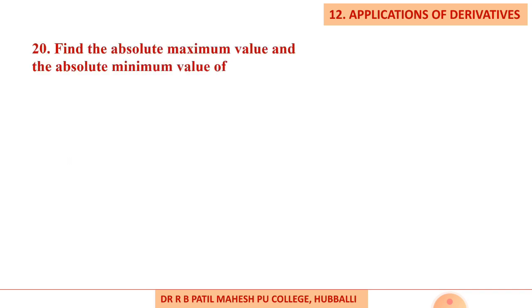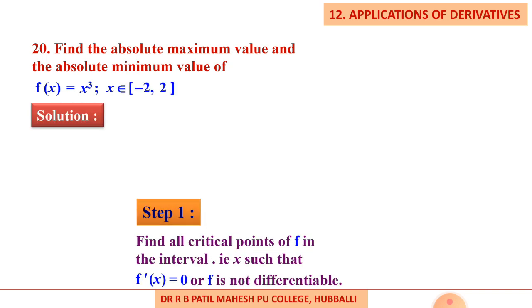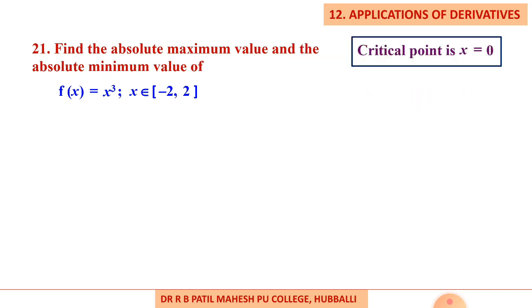Okay, by using this method, now this next example number 20: find the absolute maximum value and absolute minimum value of f of x equal to x cube, where x belongs to [-2, 2]. So students, first you have to find out the critical points. First differentiate this given function with respect to x. We get 3x square, then f dash of x equal to 0. We get 3x square equal to 0, that is x equal to 0. So x equal to 0 is the critical point.